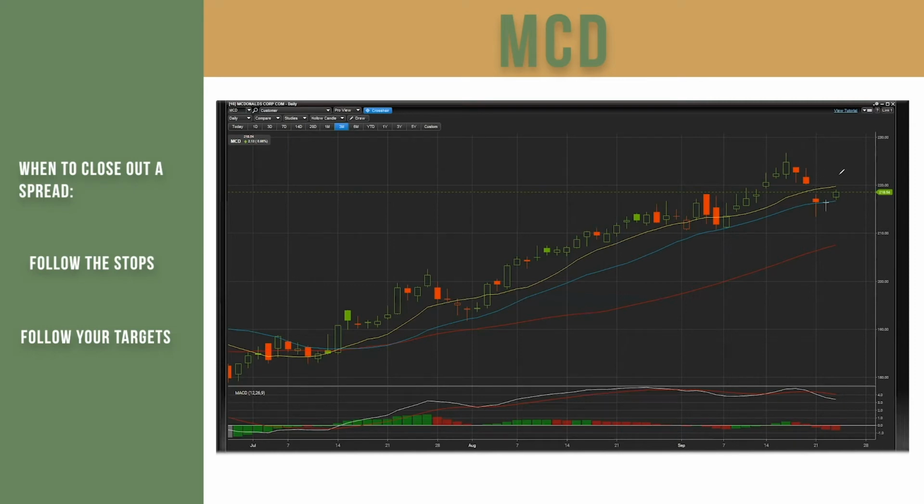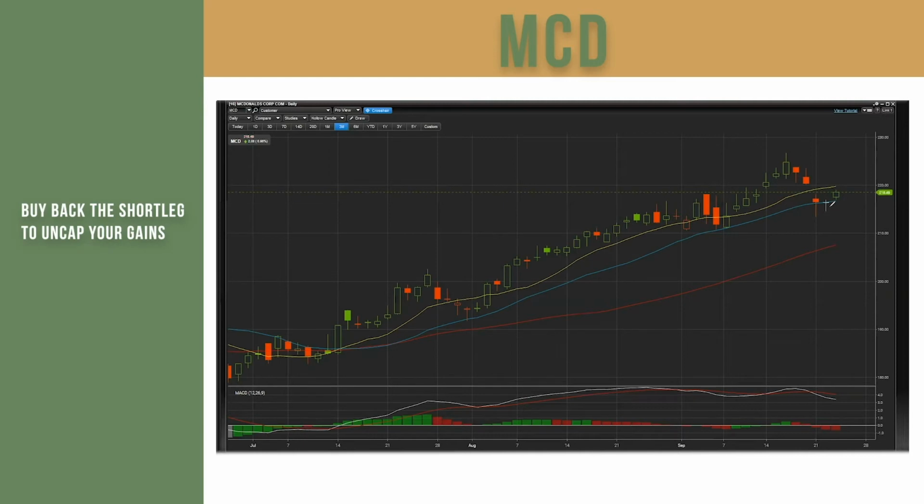Now, if you're looking to add to the trade, we could go into this later, but something you could do with your vertical spread then is, if this continues to climb, you could do a couple of things. Either you could buy back that short leg to uncap your gains, or B, you could add to the call side.